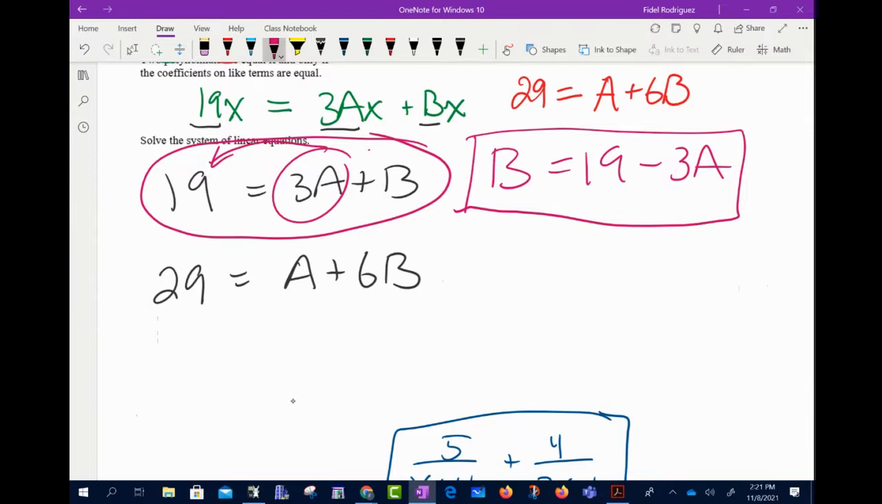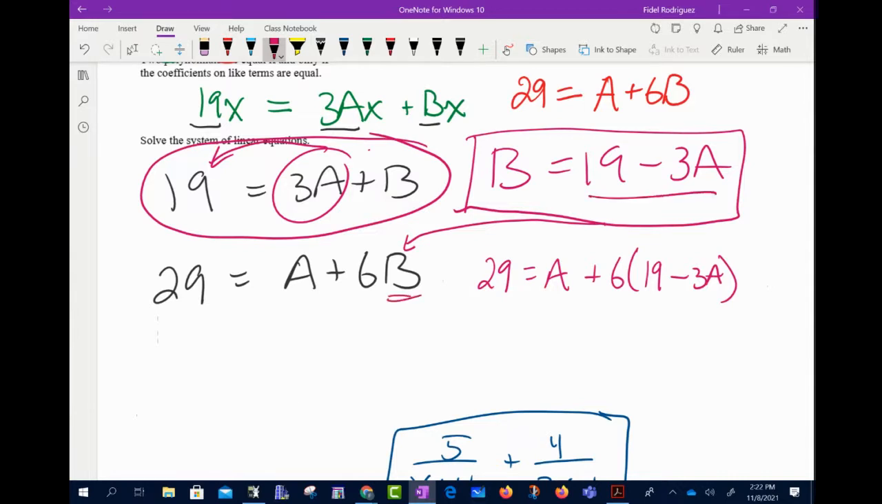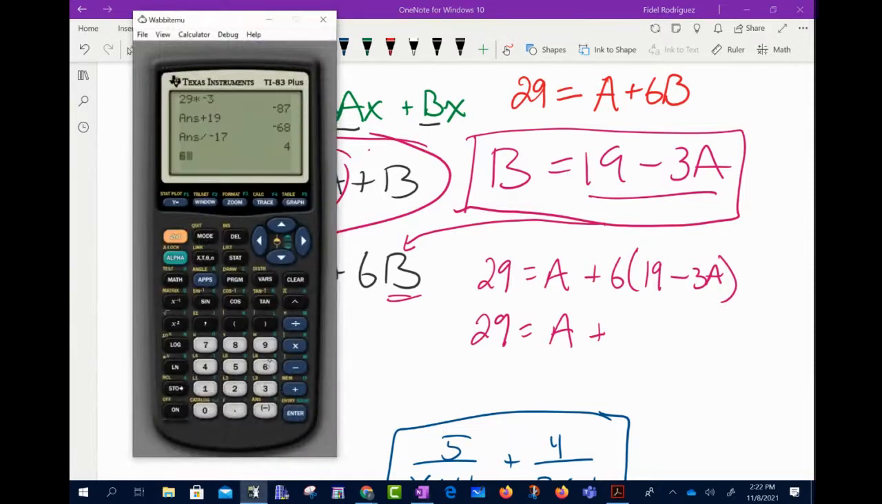Okay, so now this is the method of substitution. I'm going to take this value of B and plug it into the second equation. So look what I'm going to do. I'm going to write 29 equals A plus 6 times 19 minus 3a. Where this B used to be, we plug that value in. Now I need my calculator because I have to figure out what 6 times 19 is. 114.